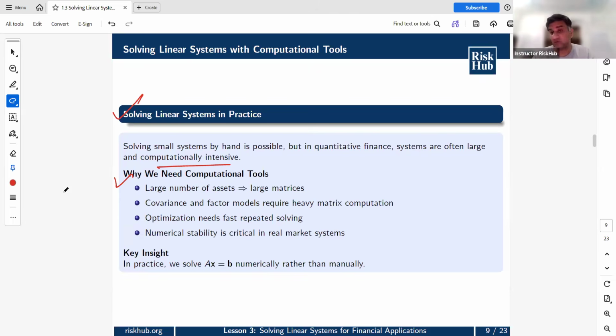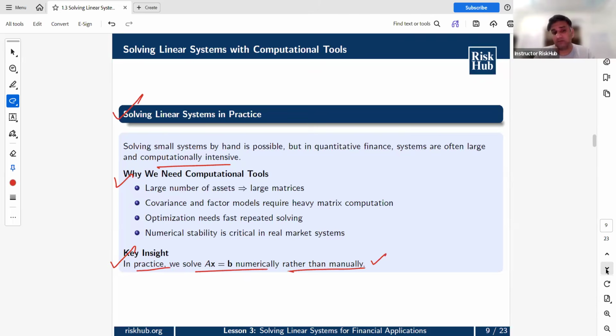And then we look at institutional reality. Real systems use Cholesky decomposition, iterative solvers, sparse matrix methods, not a textbook inversion kind of thing, right? So please keep that in mind. The key insight in practice: you solve numerically rather than manually, right?